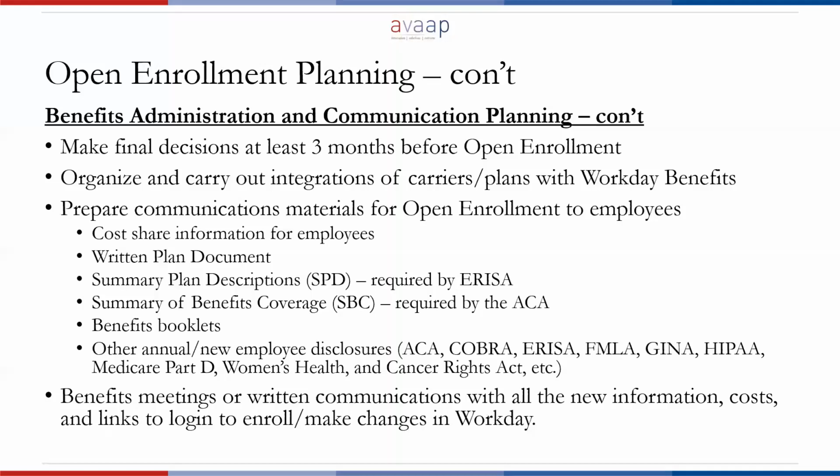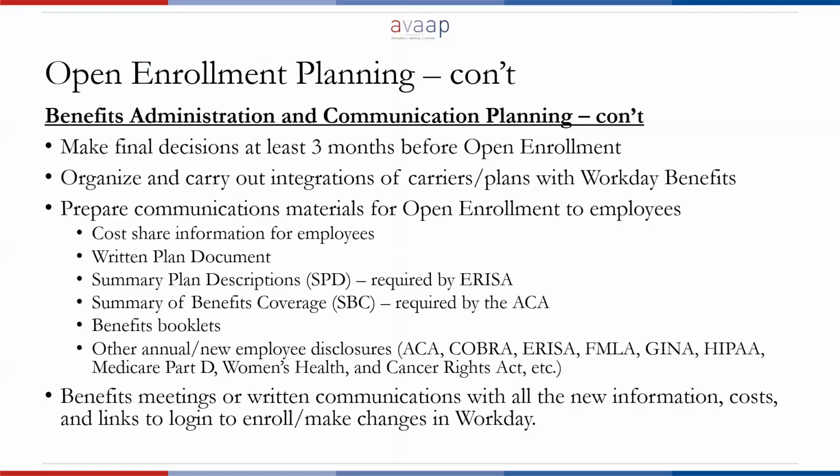Having some sort of written plan document or benefits booklet is helpful, so employees can look at the whole offering or menu of options you have for them. But even beyond that, we all have requirements under federal guidelines. ERISA requires a summary plan description to be sent out once a year. Open enrollment is typically when you do that, or to give a summary plan description to new enrollees.